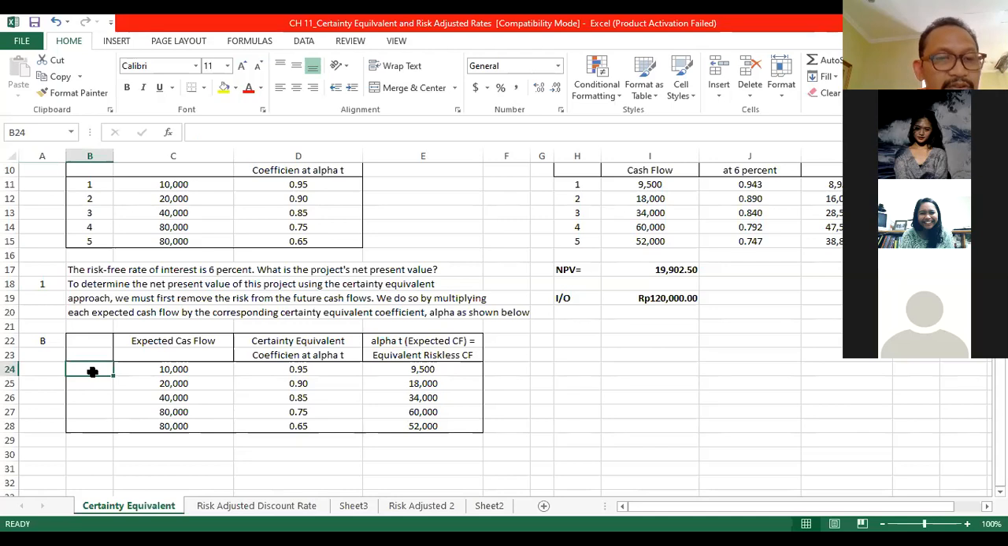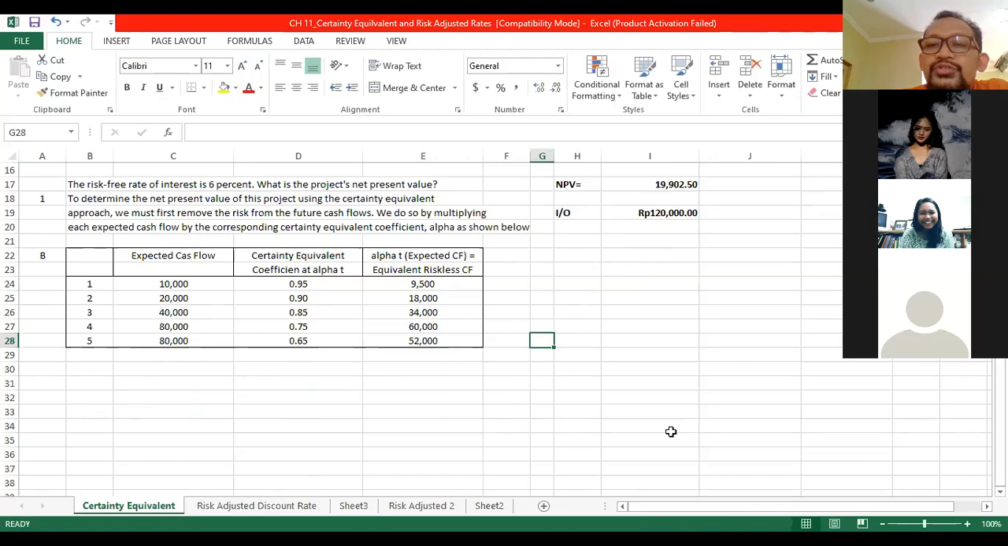This one is 2, this is 3, this is 4, this is 5. This is the year. After you have this equivalent riskless cash flow, then you can move to here.